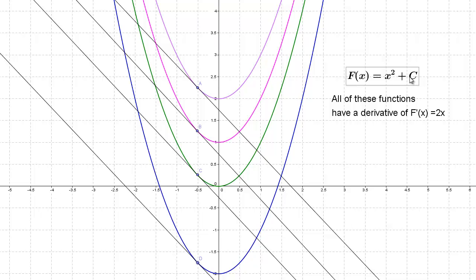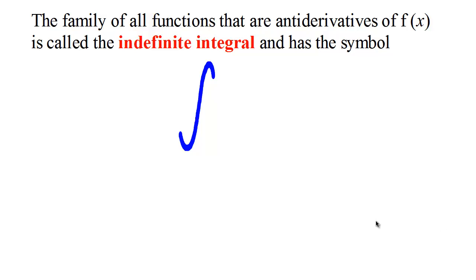So what that means is there's a whole family of functions, x squared plus C, that are the antiderivative of 2x. All of these functions have a derivative of 2x. So let's put some symbols to this. The family of all the functions that are antiderivatives of the function, we call that an indefinite integral.